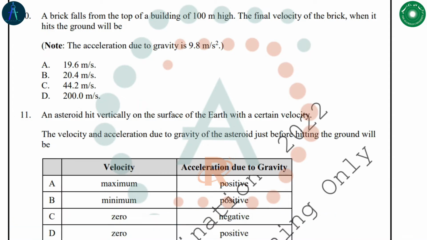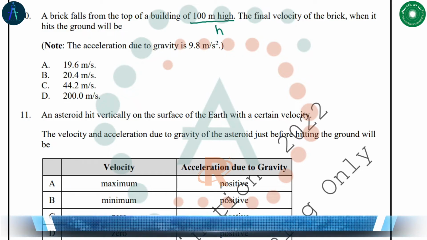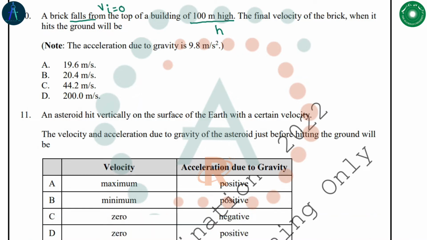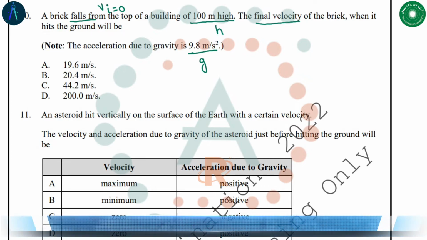Now see question number 10. A brick falls from the top of the building of height 100 meters. So this is the height. The final velocity of the brick we have to find when it hits the ground. So a brick falls, that means it was initially at rest, so its initial velocity will be equal to 0, and the value of g is given as 9.8. We have to find the final velocity.